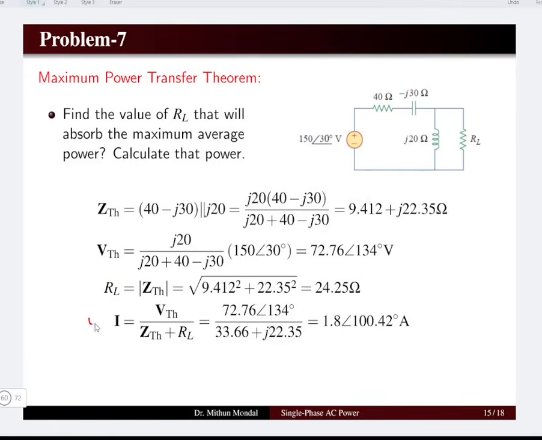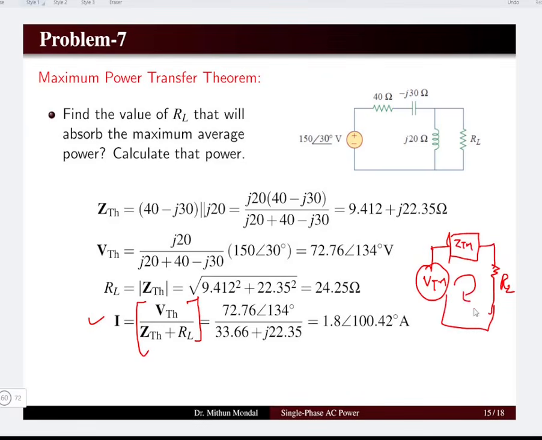Hence, the current which is flowing will be equal to V Thevenin divided by Z Thevenin plus RL, because our network will now be in this way. So here we have V Thevenin, then we have the Z Thevenin, and here we have the value of RL. So the total current which is flowing here is V Thevenin by Z Thevenin plus RL, which comes to 1.8 angle 100.42.